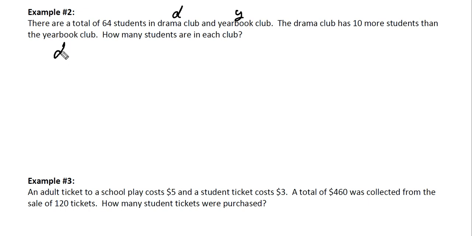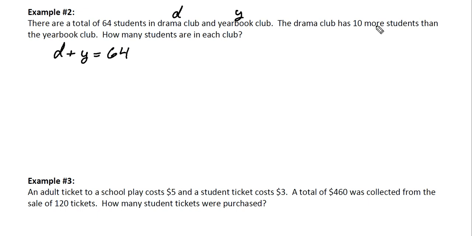So if we add up all the people in the drama club with all the people in the yearbook club, we'd get 64. That's great so far, but we still don't have enough information to figure out how many students are in each club. We got to have that second sentence. The second sentence states the drama club has 10 more students than the yearbook club.